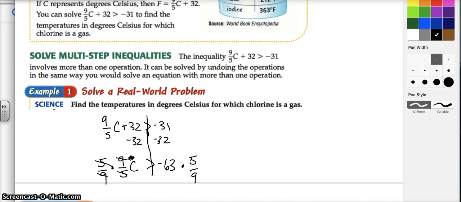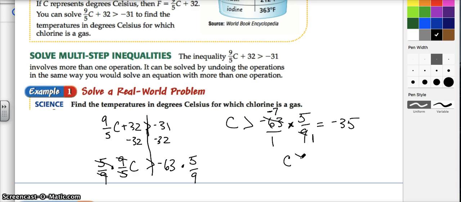All right. Now things cancel out. C is greater than, now what's this value here? Well, negative 63 times 5/9, let me do a little bit of cool math. Instead of multiplying 63 times 5 then dividing by 9, which is totally legit, which is how we handle fractions, I'm going to divide 9 into 63 because I see that can reduce my value to make my multiplication easier. Instead of multiplying then dividing, I'm going to divide then multiply. Some teachers will call this cross canceling because I'm canceling across the multiplication, which is totally legit. I get a negative 7 and I get a 1 because 9 goes into negative 63 negative 7 times, and then I end up with negative 35. So when the Celsius temperature of chlorine is greater than negative 35 degrees Celsius, we will have a gas.